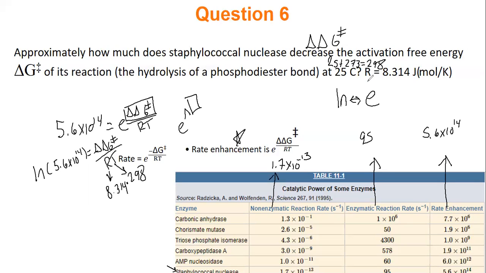When I do this, I should get 33, and so I'm just solving for delta delta G double dagger. So you multiply each side by RT, right? And if I did my calculations right, delta delta G double dagger equals 84135.76 joules per mole.